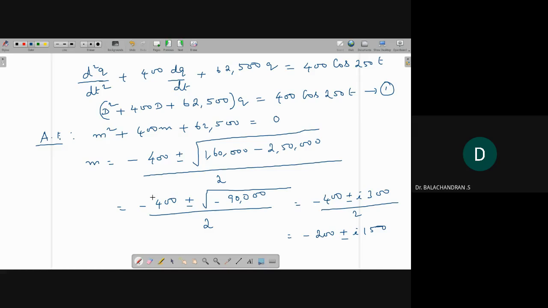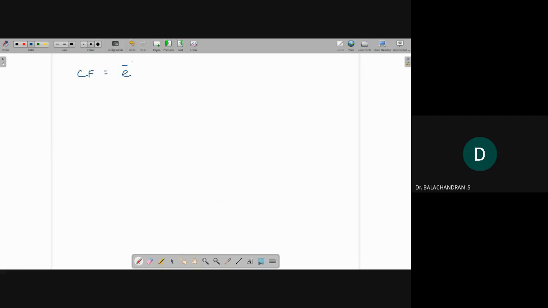Now the complementary function is e power minus 200 t, usually you will use C1 cos 150 t plus C2 sin 150 t. So this is the complementary function.